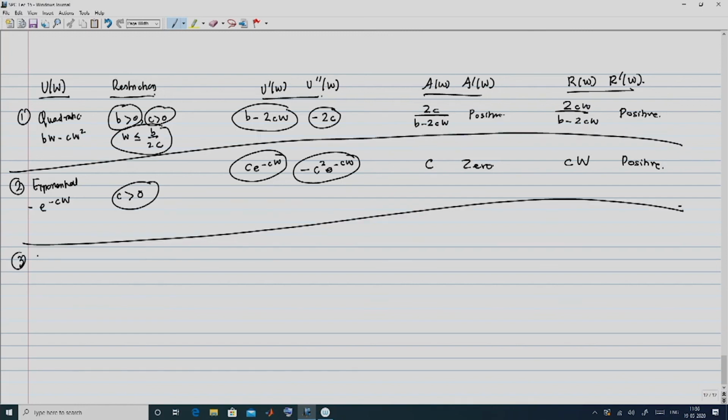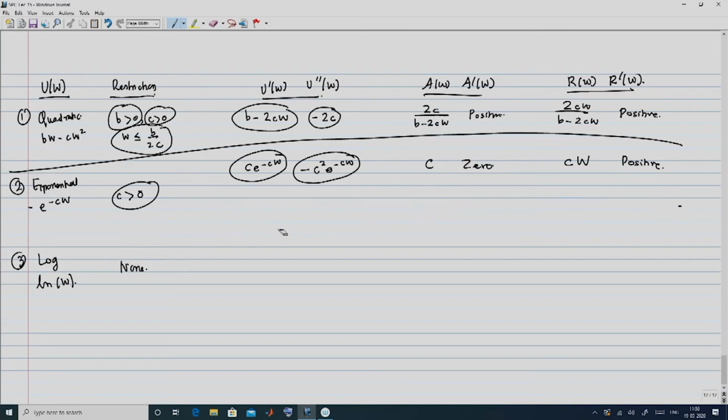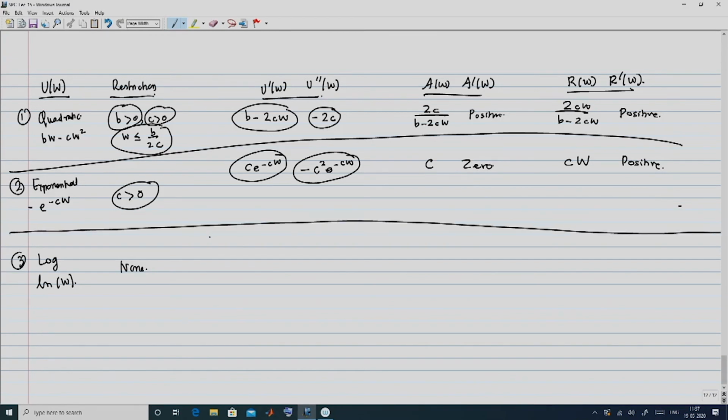Okay, the third one, this is a very important utility function, the log utility function. So, ln of w. There is no restriction, I mean, where wealth is anyway positive, so I do not consider that as a separate restriction. So, here u prime of w is 1 over w and u double prime of w is minus 1 over w square. A of w is 1 over w. So, a prime of w is going to be negative and r of w is 1. So, this means that r prime of w is going to be 0.